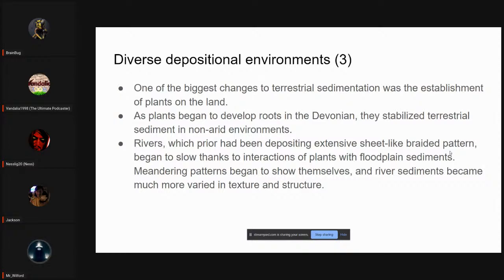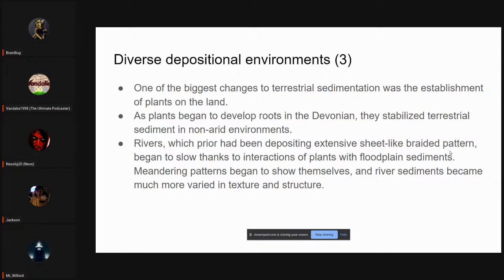This is partially because as plants begin to develop in the Devonian, they start getting roots. And roots stabilize terrestrial sediments, particularly in non-arid environments. So prior to the development of roots, rivers were mostly depositing sediment in sheet-like braided patterns. However, as roots in plants began to develop and floodplains became more established with these plants, the interactions of those roots with the sediments caused rivers to slow.